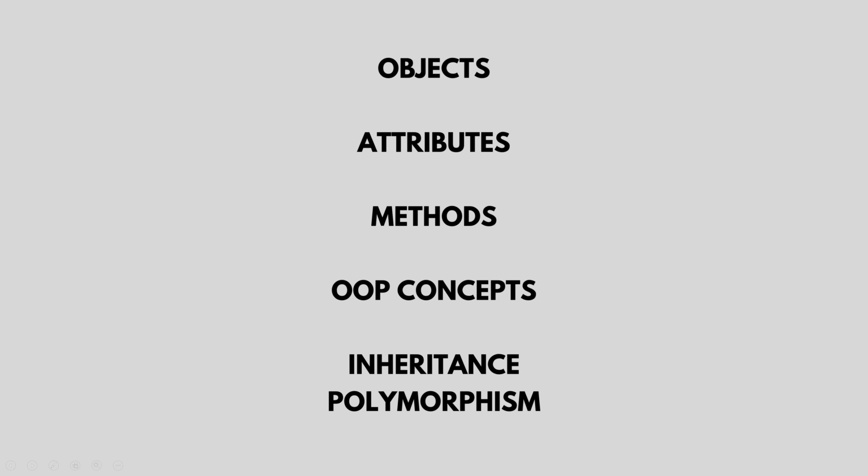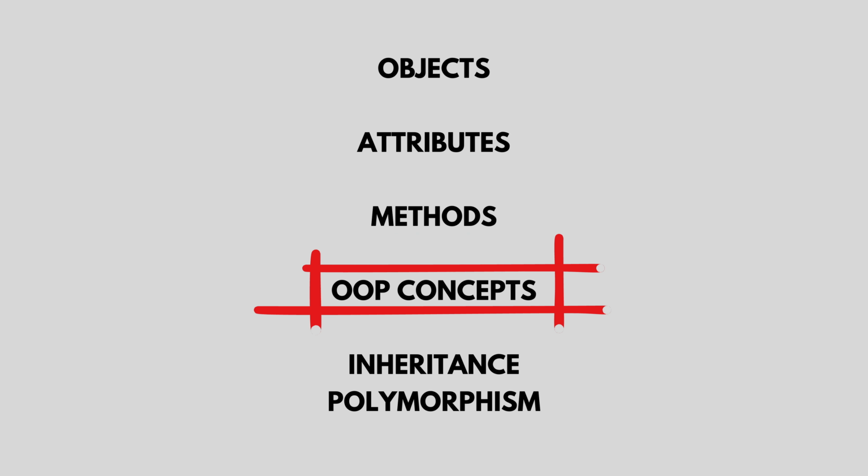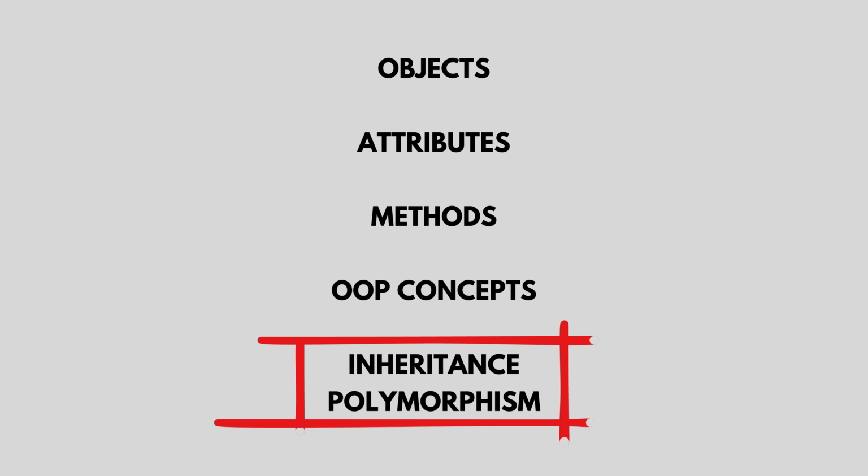Hello, in this video we will cover classes and object-oriented programming. We will see objects, class attributes, class methods, and two object-oriented programming concepts in Python, which are inheritance and polymorphism. Now let's open the Jupyter Notebook and start.